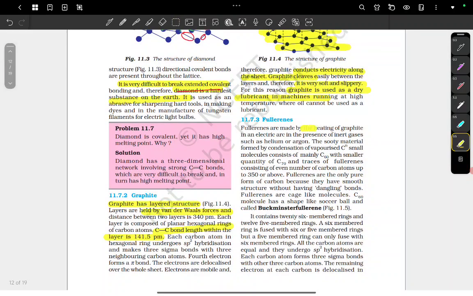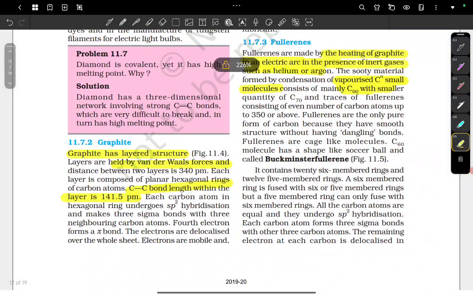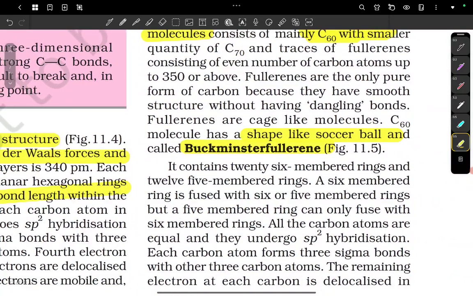And finally, let's come to fullerenes. Fullerenes are made by heating of graphite in an electric arc in presence of inert gases. I am highlighting this because Mains asked a question on it, and this gives rise to a huge amount of fullerenes, especially C60. And C60 has a shape like a soccer ball, and it's called Buckminsterfullerene. Now, Mains has asked questions on this like 226 times.